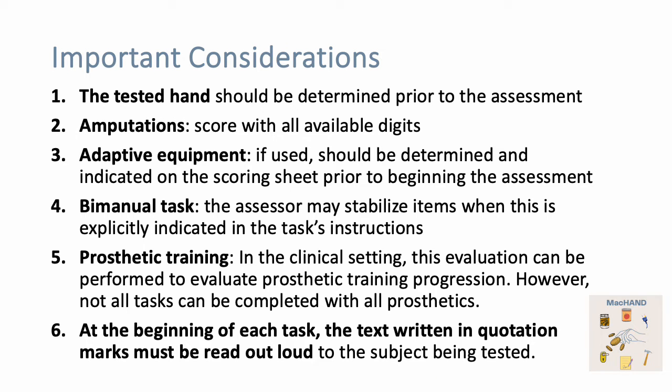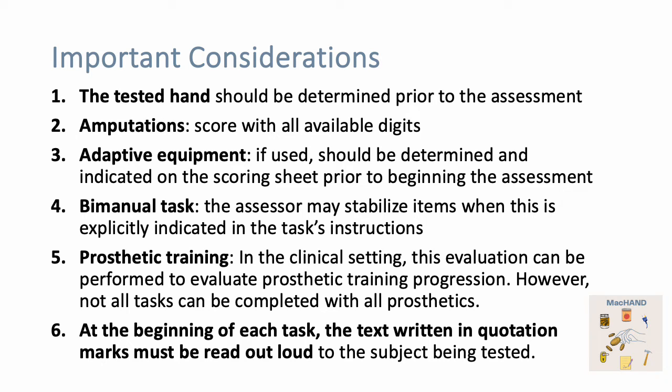So before diving into the task demonstrations, I just want to go through some important considerations for this test. Number 1, the tested hand should be determined before doing the assessment. Number 2, if the participant has amputations, the score is not affected by the fact that they have missing fingers. The assessor should score with all available digits. Number 3, adaptive equipment can be used but should be determined before doing the assessment.